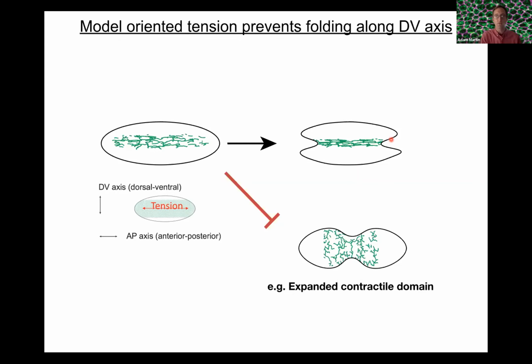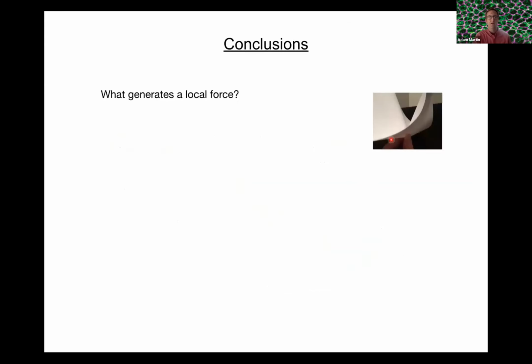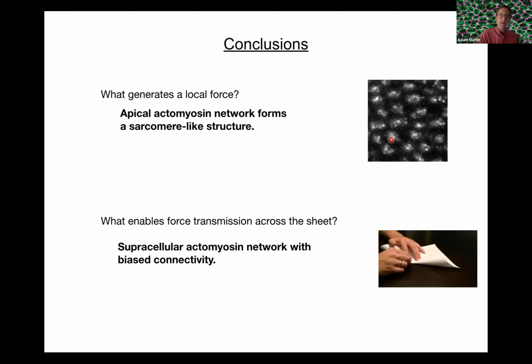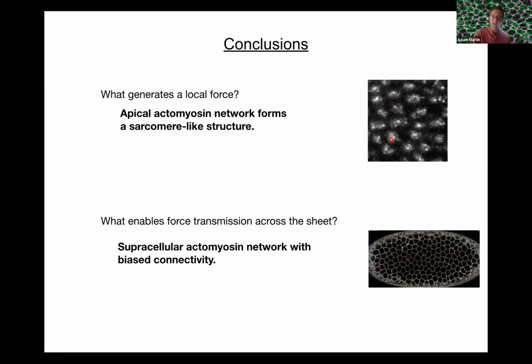So just to summarize the take-home messages from this talk, I showed you that there's a sarcomere-like organization to the cytoskeleton that generates a local force. And finally, I showed you how a supracellular actomyosin network with biased connectivity promotes folding with proper orientation.